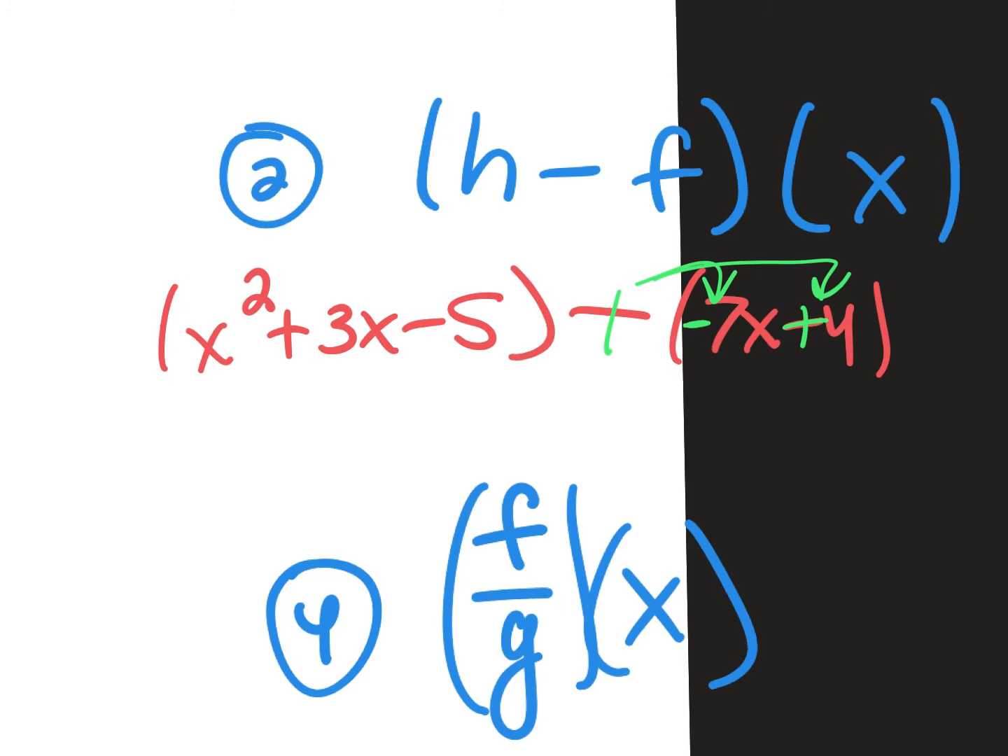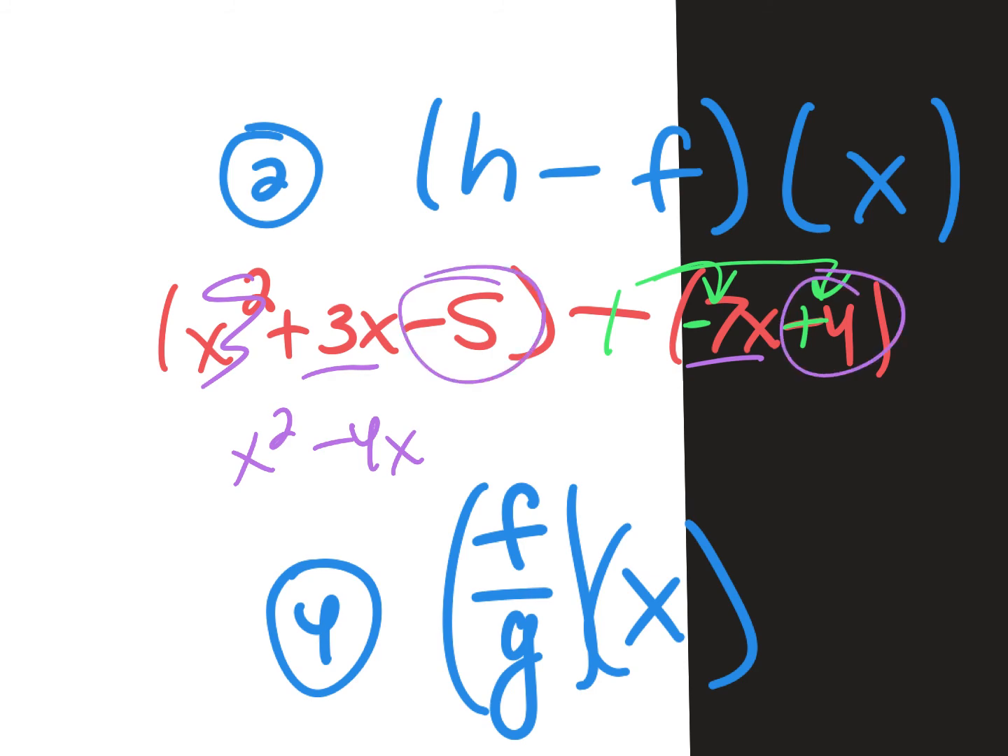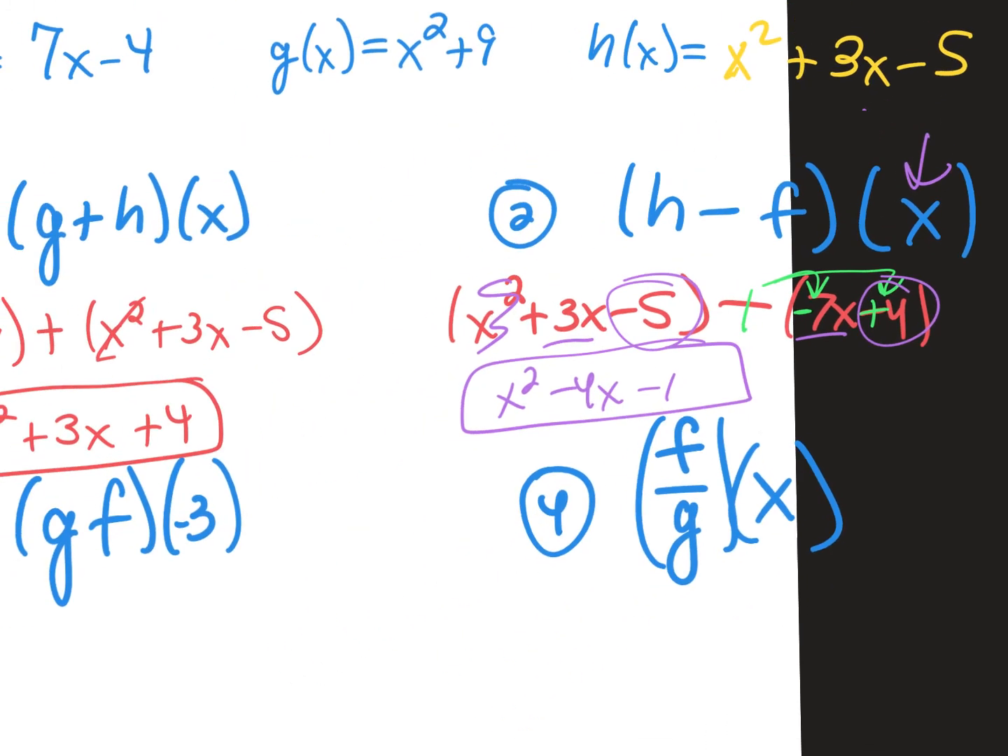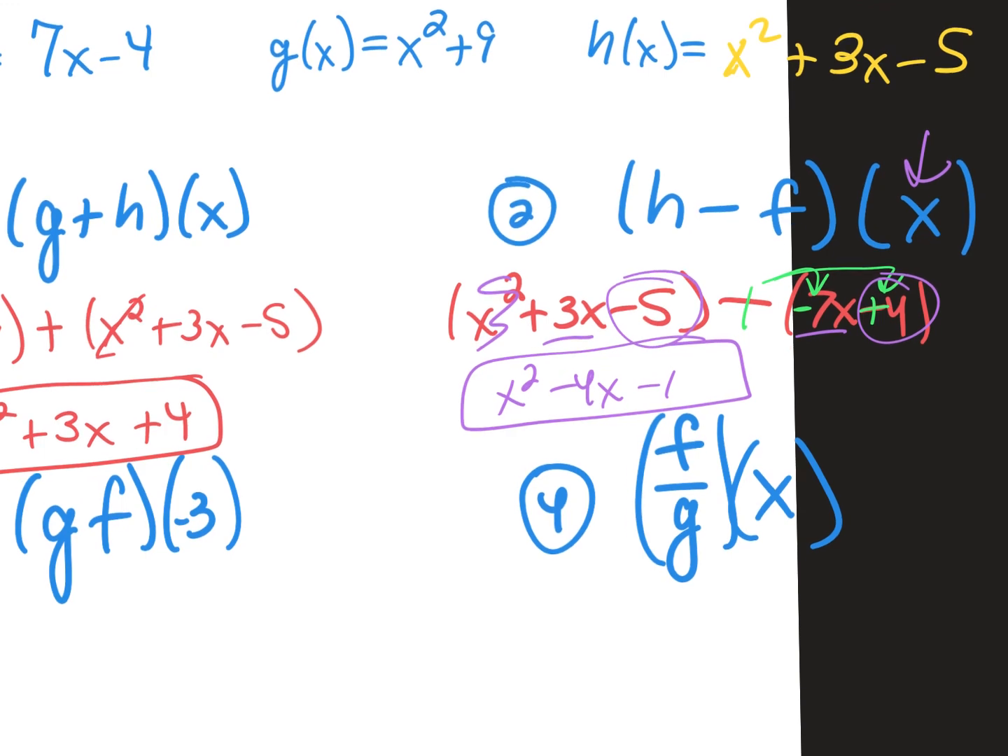So now I have an x squared. I have a 3x minus 7x gives me what? Minus 4x, good. And then a negative 5 and a 4 gives me minus 1. And I know that that is my answer, and I'm leaving it with an x in it because right here it says leave your answer in terms of x. Questions? You guys okay? All right, what's number 3 say to do?